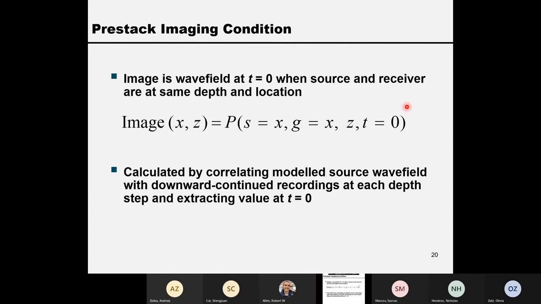So t equals 0 here has no physical meaning, just a zero lag. It's nothing to do with your data, nothing to do with your subsurface model. That's a zero lag, okay? It's different from Prestack migration. In Prestack migration t equal to 0 does have physical meaning, but here it's just a zero lag. So we calculate the correlation at time 0. That's what we do.